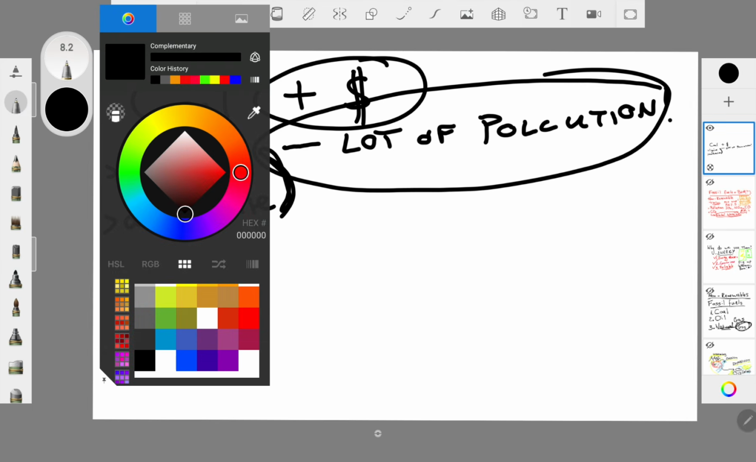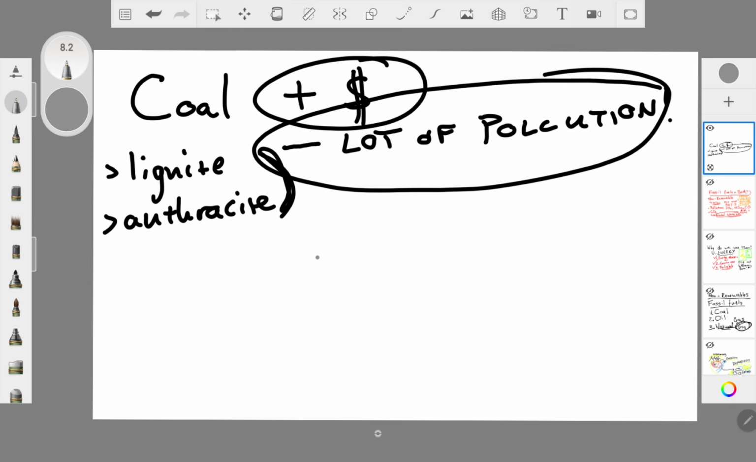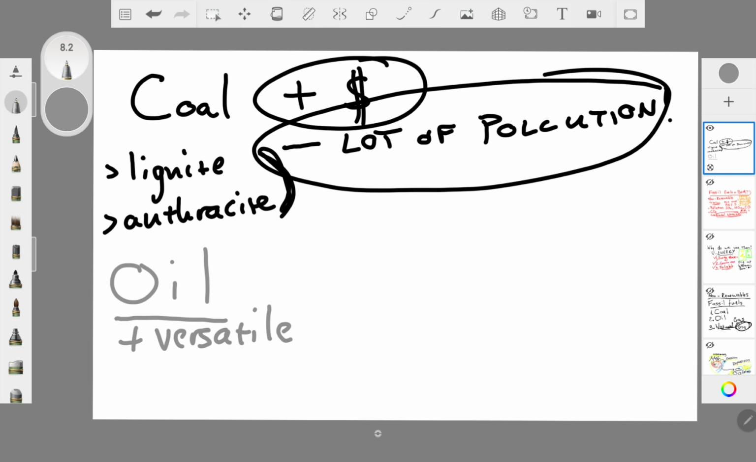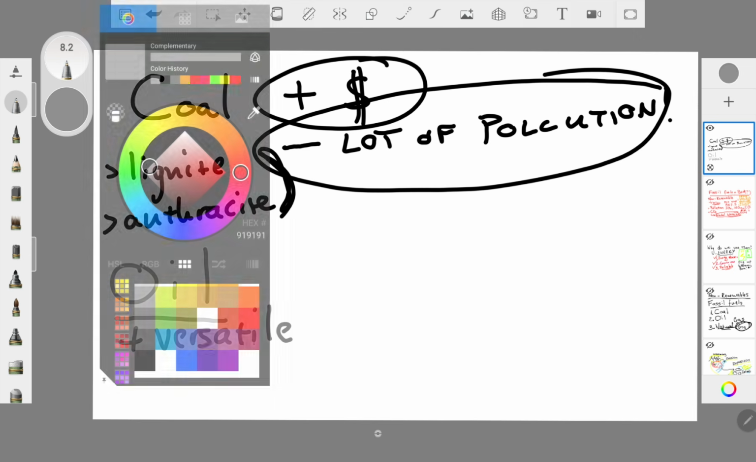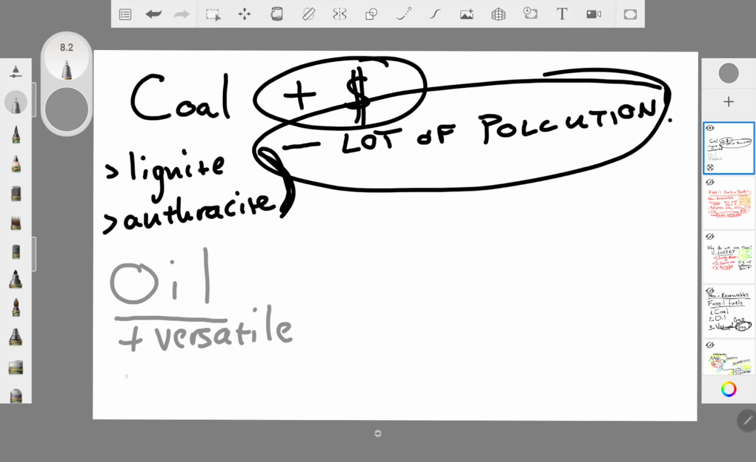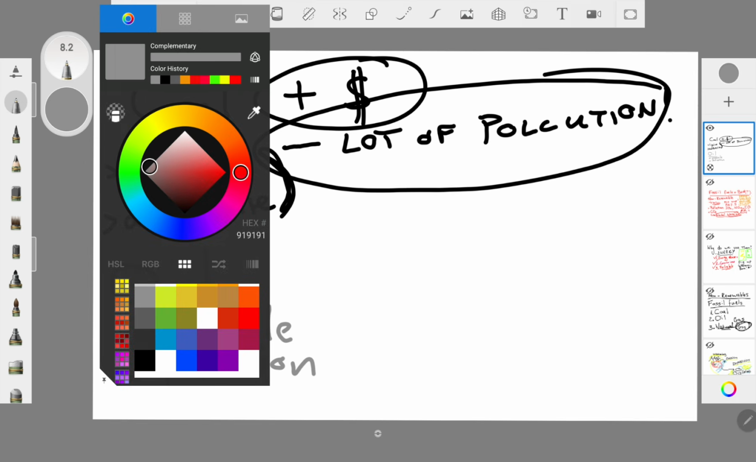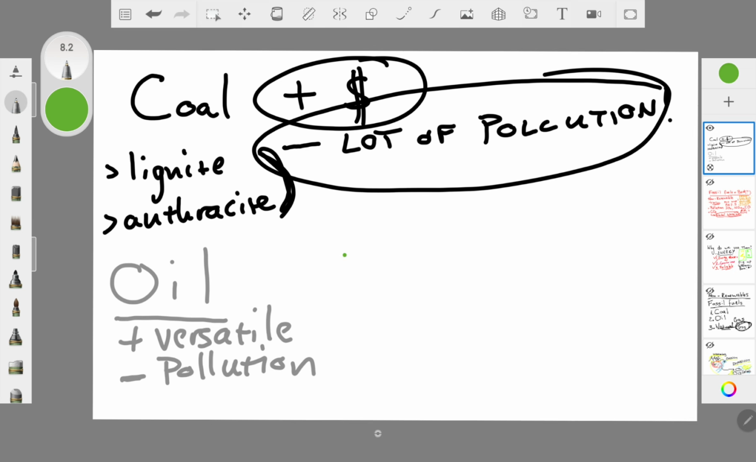Alright? Now, if we look at oil, okay, oil, the advantages, it's very versatile, okay? We can make a lot of things with it. We can make plastics and chemicals. The negatives are, again, pollution. It makes a lot of pollution. Okay? Then we have gas. Okay? So natural gas.